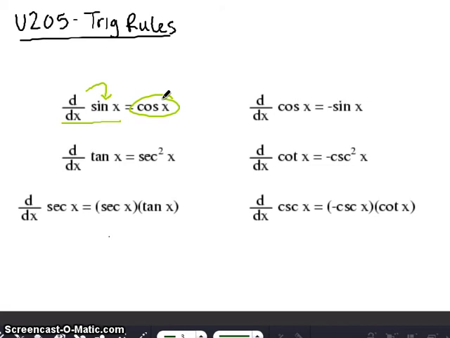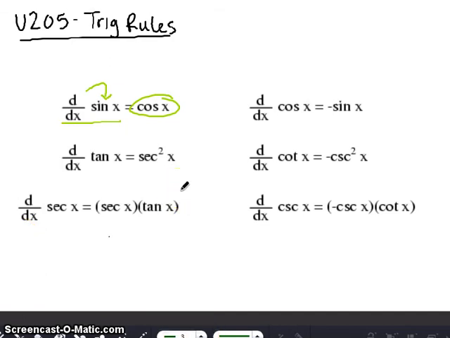The derivative of cosine is negative sine. Derivative of cotangent, negative cosecant squared. And the derivative of cosecant is negative cosecant cotangent. So you're looking at 6 rules, but if you look closely, there's really only 3 rules that you need to memorize. And then you can look at your cofunctions as being the opposites.